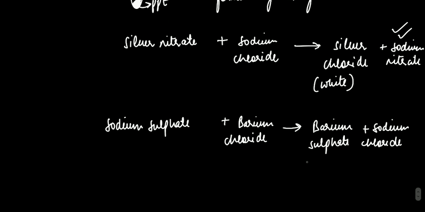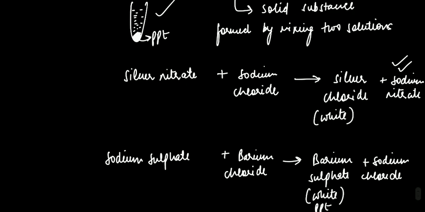Now barium sulfate is again a white color precipitate. Now precipitate formation is very much practical. We do it in the lab. So if we don't have any idea what has happened in the lab and we are just making something up in our mind, it's not going to help. So these are all experimental reactions that we are writing down.